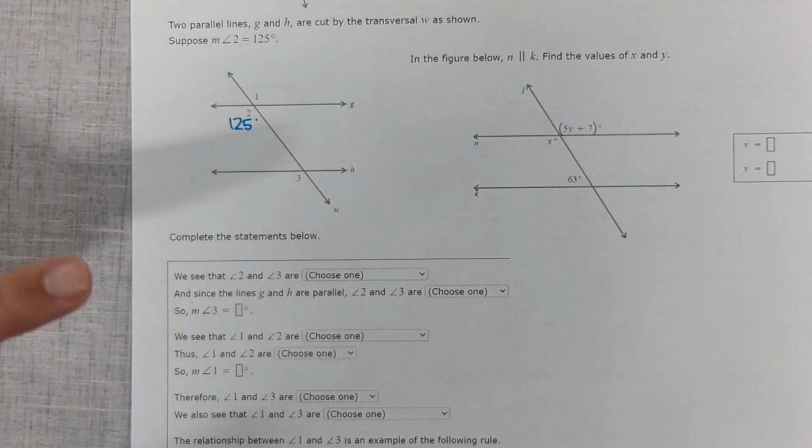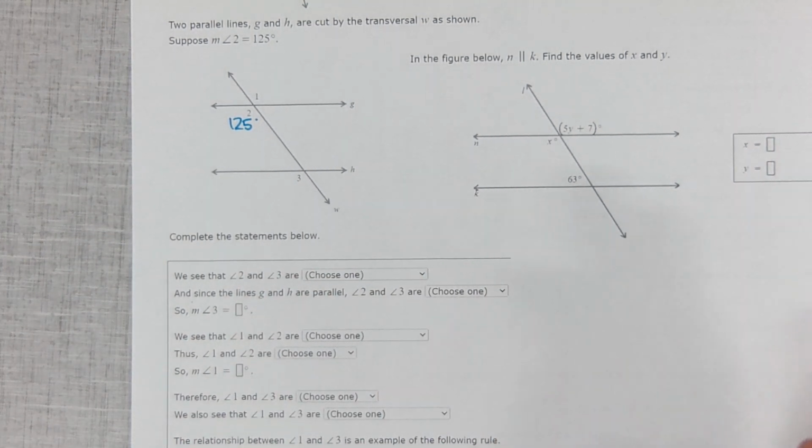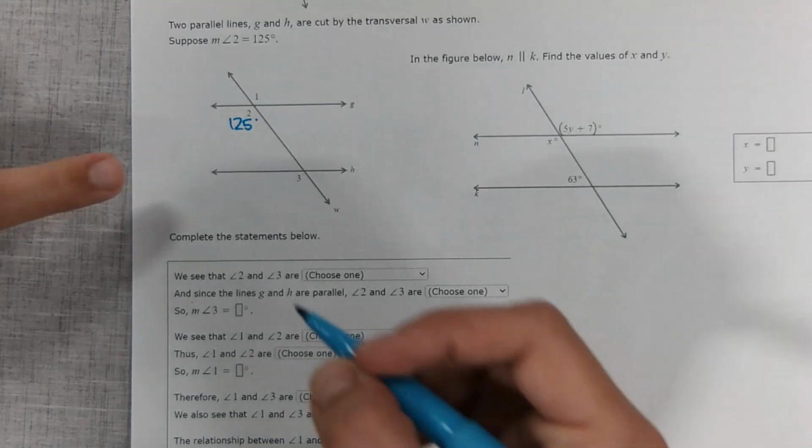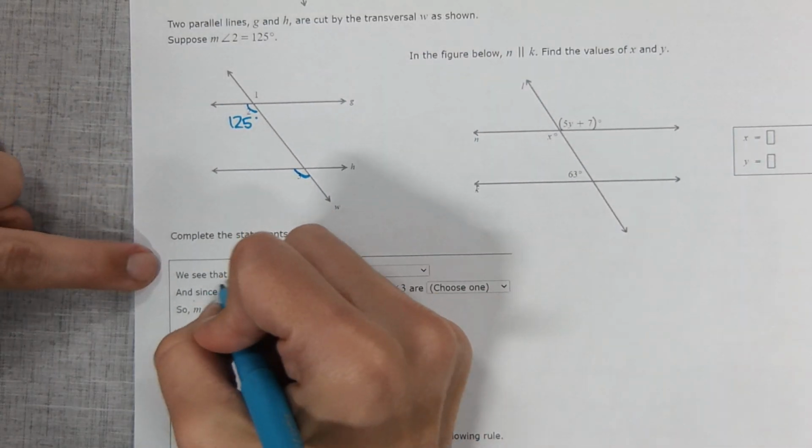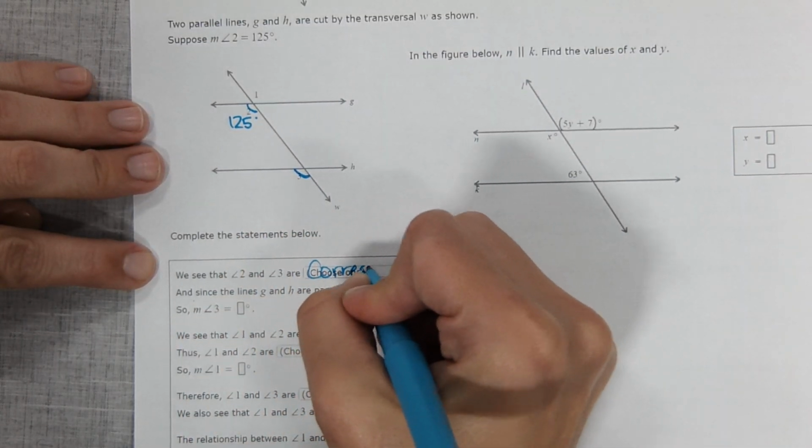Okay, so with the statements, I know it might look complicated, but really all you're doing is identifying angle pairs, which is what we've been doing the whole chapter. So we see that 2 and 3, right here, are corresponding angles, and we just write that in here.